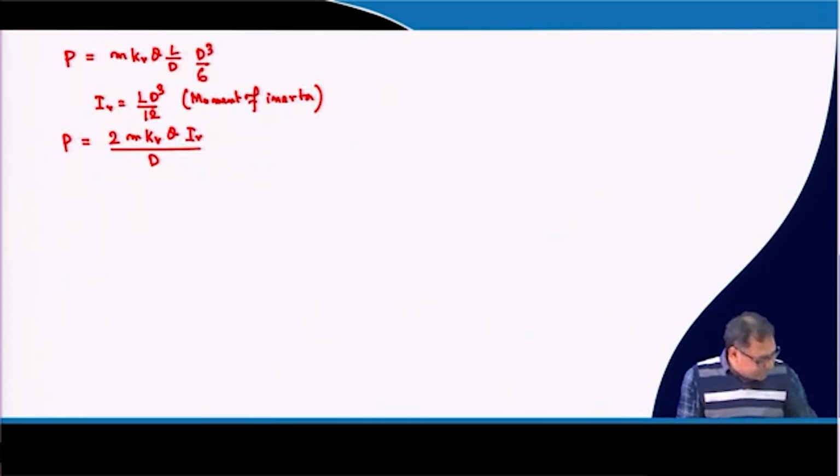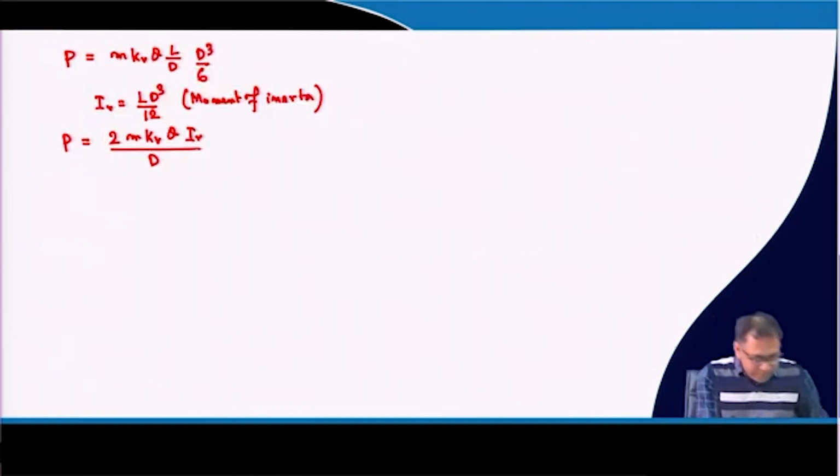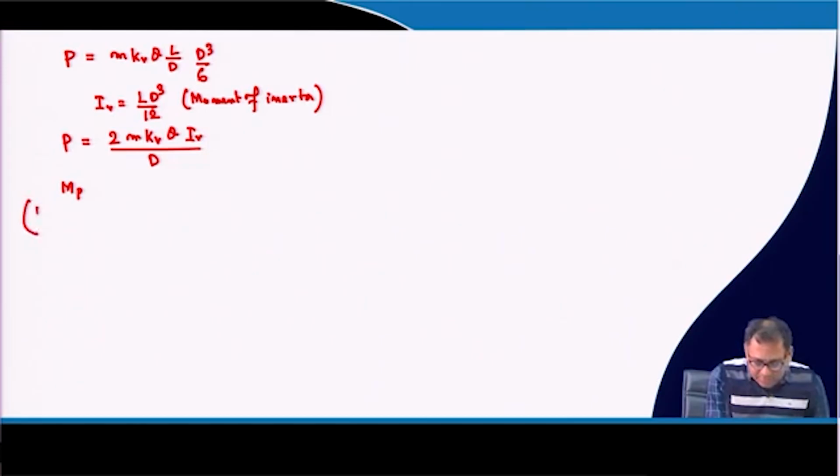Before that, what I will calculate is this: because of this P, which is acting at the side of the well, a moment will develop at the base of the well. So, that moment, if I call it M P, where M P is the moment of P, or due to P, at the base.